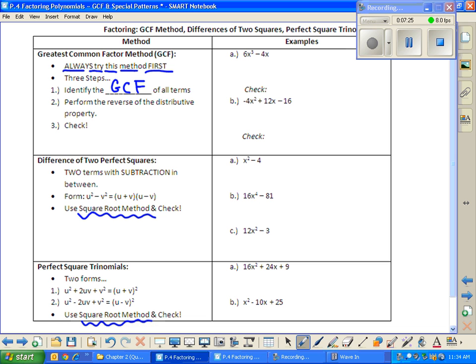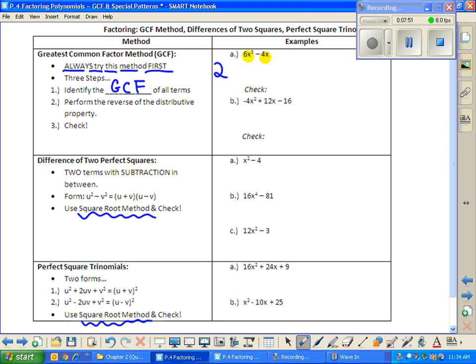If you take a look at part A, we have 6x to the third minus 4x. So the first thing I have to do is identify what these two terms have in common. So I look at 6x to the third and 4x, and I'm like, oh, 6 and 4. Those are both even. So they have 2 in common.